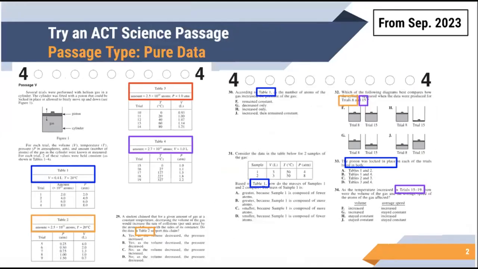This is the passage that you're going to be working with today. It's from the September 2023 test, so pretty recent. And this is a pure data passage. What that means is they're just going to give you a lot of data and you answer questions about the data.